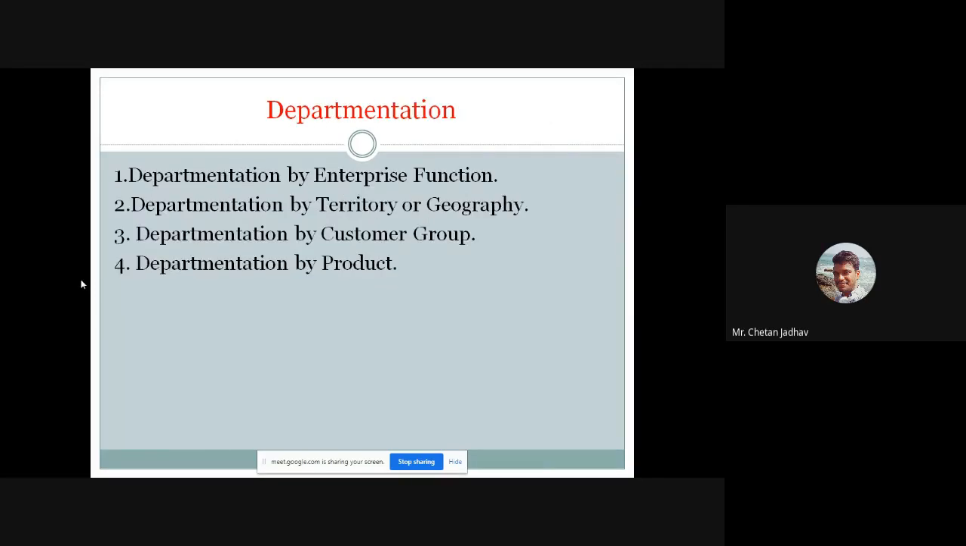Then the next and very important point with respect to any organization is departmentation. The word itself indicates its meaning. Departmentation means we have to make different groups, categories. There are actually four types, but rather than these four types, we can make a departmentation in different ways. First we will understand the meaning of departmentation.